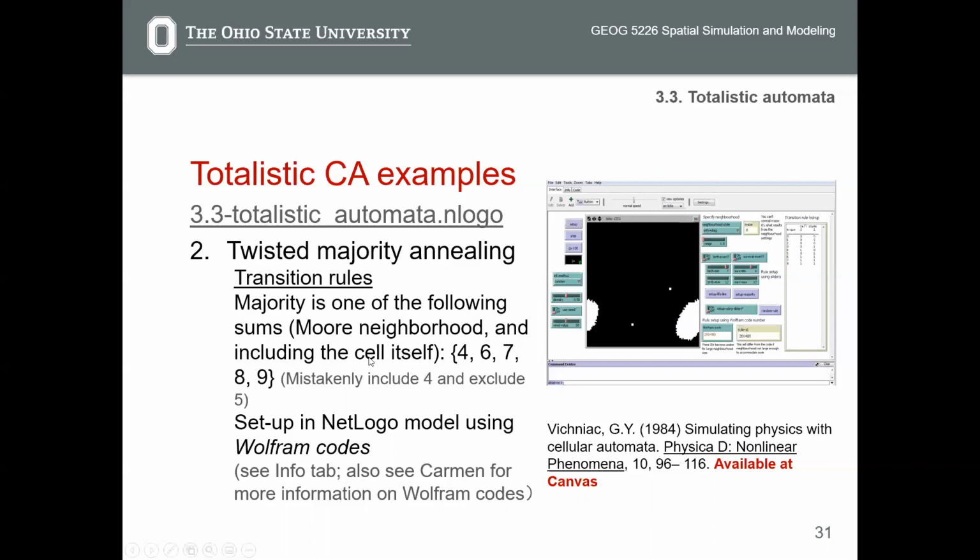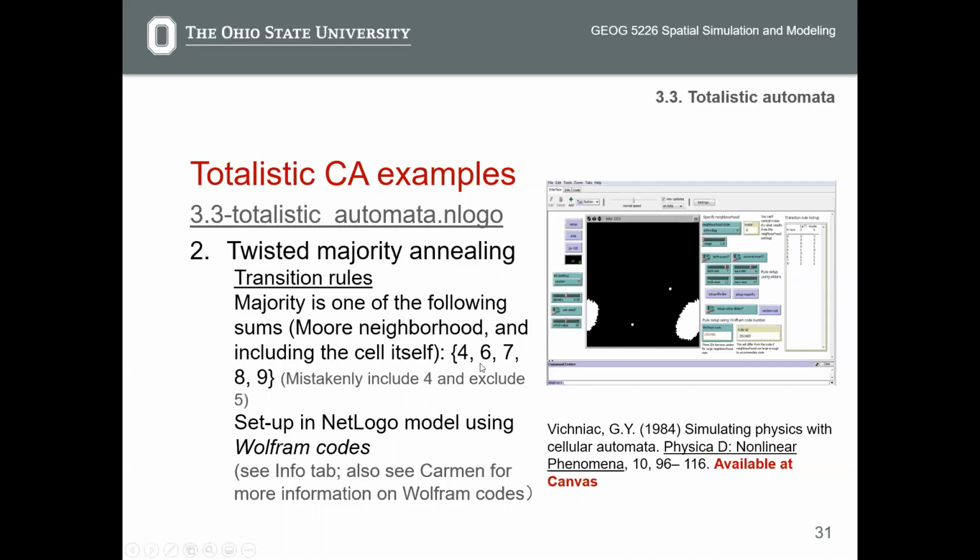Obviously, there is something wrong here, because if there are 4 zeros or 4 ones, it's not majority, it's minority. That's the reason why this is called twisted majority annealing. This 4 here is wrongly but unpurposely taken into account. We would just say, okay, 4 is majority. Although this is against your common sense, 4 is majority.